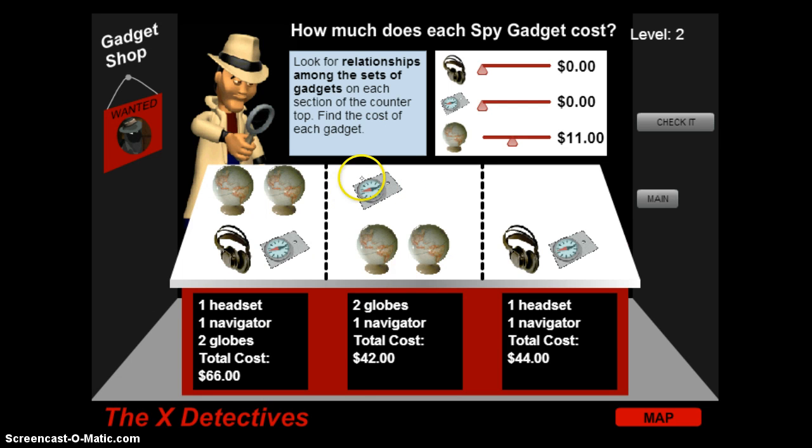This middle section here may be an easy one to figure out, because if I take the 2 globes, which I know the cost of, and the total cost including the navigator is going to be $42, I could figure out this middle section next. So let's go take a look at that.